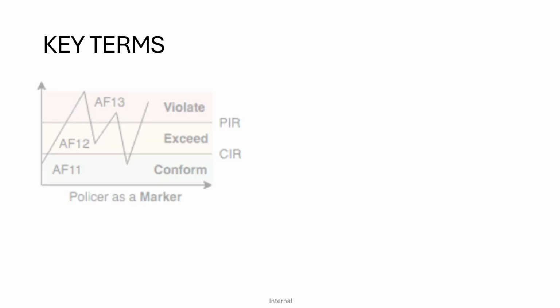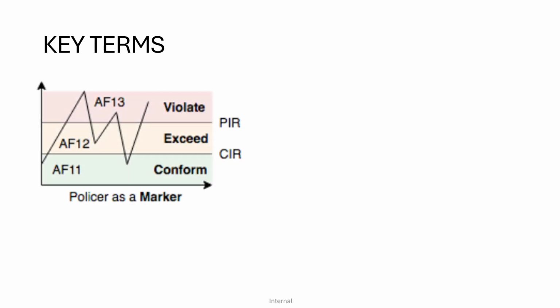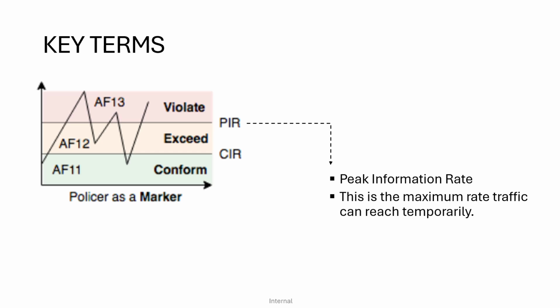Next we have PIR, also known as Peak Information Rate. This is the maximum rate traffic can reach temporarily. CIR is the guaranteed average rate allowed for traffic, whereas PIR is the peak information rate, the maximum rate that can be applied, that can reach temporarily.